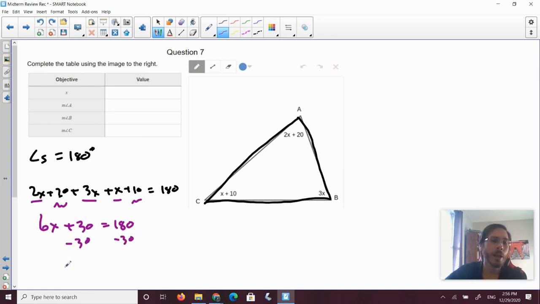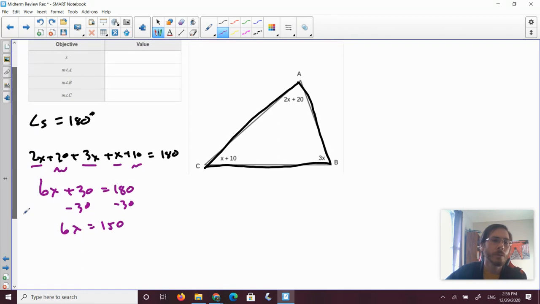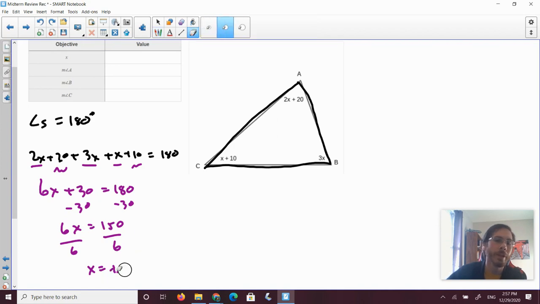Some more algebra. Subtract 30 from both sides. 6x equals 150. We can divide both sides by 6. And x equals 25. 25 quarters, or sorry, 6 quarters would be $1.50. That's an easy one to do. All right, so we know x is 25. So we got that part done.